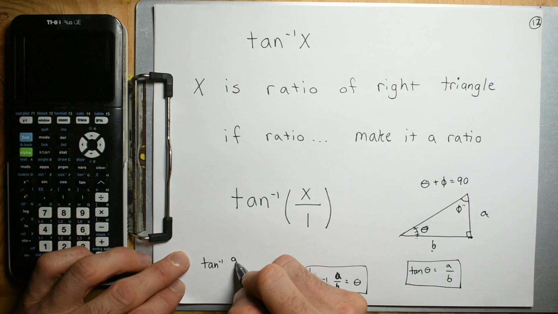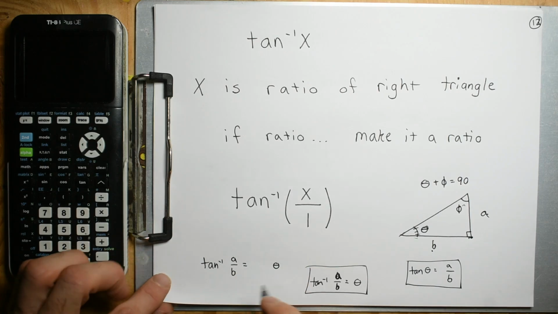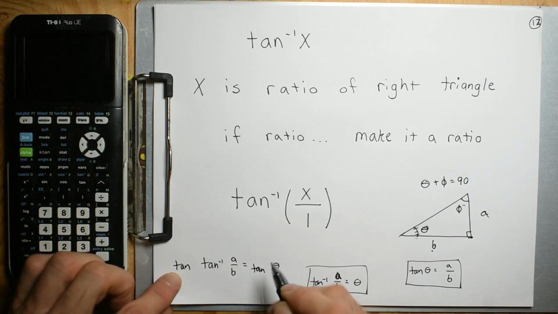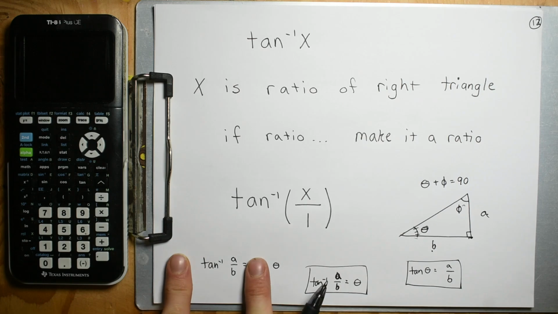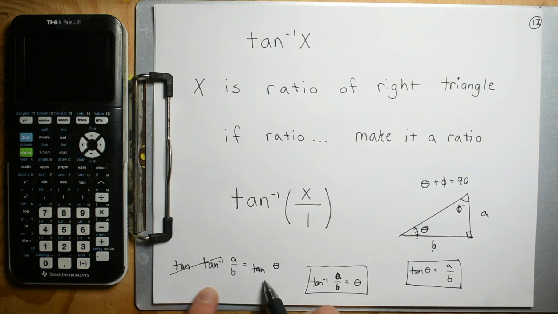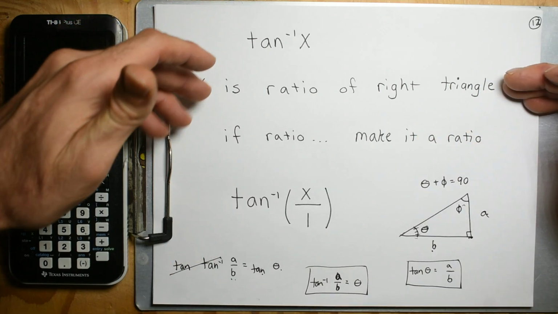Inverse tangent of this ratio A over B is equal to the angle. I'm going to write the angle out here because if I do tangent of this and then tangent of both sides, do the same thing on both sides of the equation, then these cancel, and I have the tangent of the angle is that ratio. So x is the ratio of a right triangle.